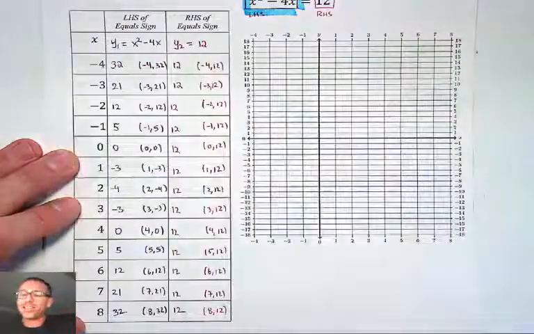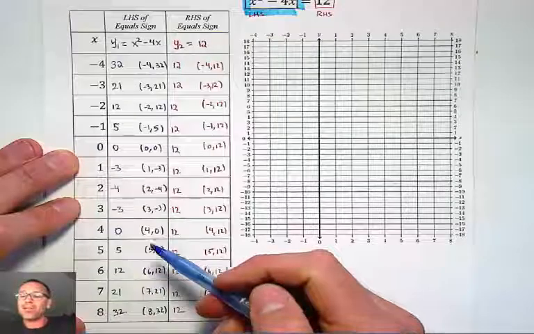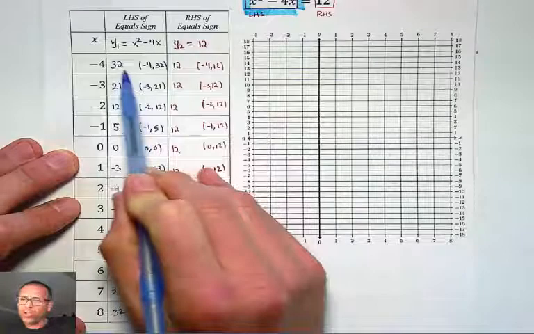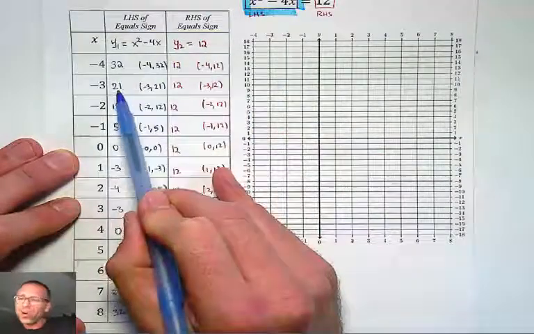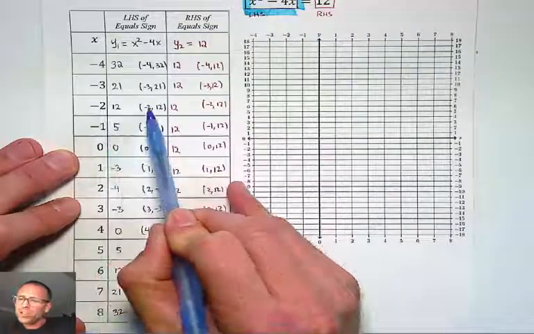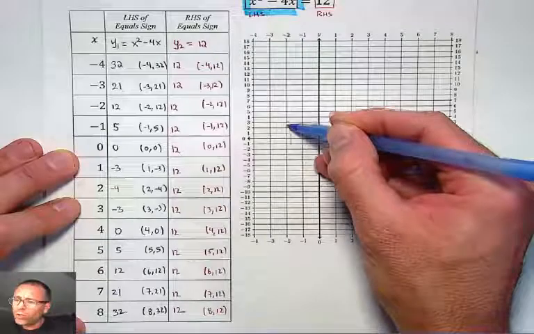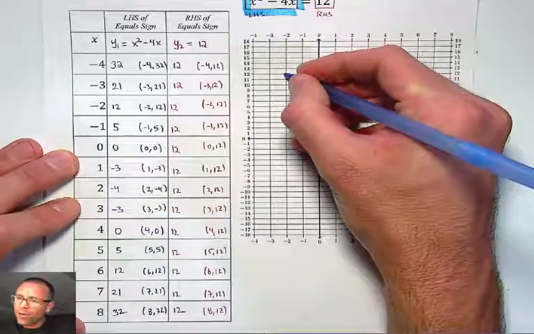The next step of this is actually to graph each of these ordered pairs on the axis, if I can find it. Notice this axis goes -4 to 8. -4 goes up to 32. There is no 32 on this graph, so I can't actually graph that. 21, same problem. -2 looks like I got 12, so I can do that. So here, if I hit -2, 1, 2, 3, 4, 5, 6, 7, 8, 9, 10, 11, 12, there's a dot right there.